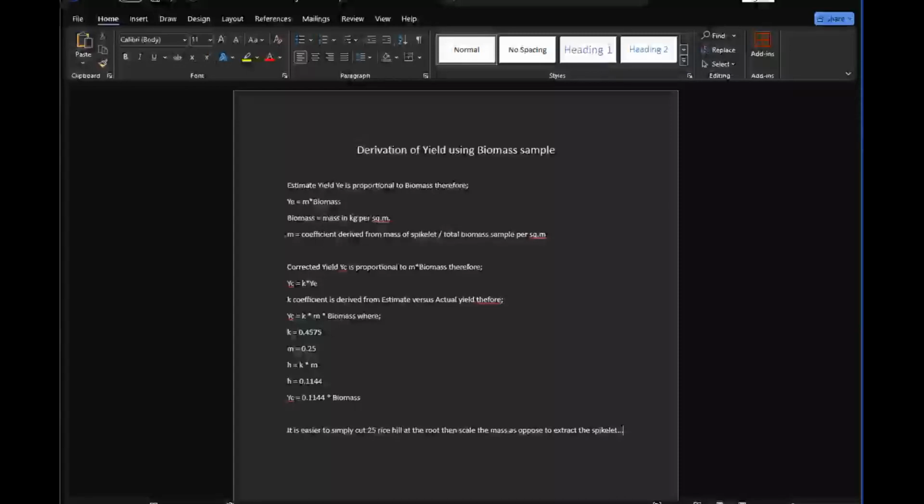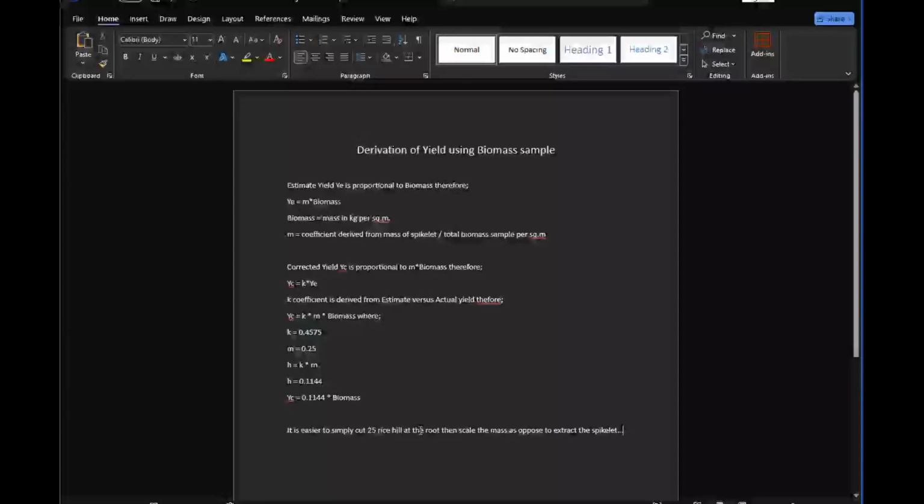So basically, I propose estimate yield YE is proportional to biomass. So the equation then is YE equals M times biomass. Biomass is the sample in kilograms per square meter. I think you saw me taking samples from the rice field. Basically, it's easier to just simply take 25 rice hills at the root and then extract the spikelet.